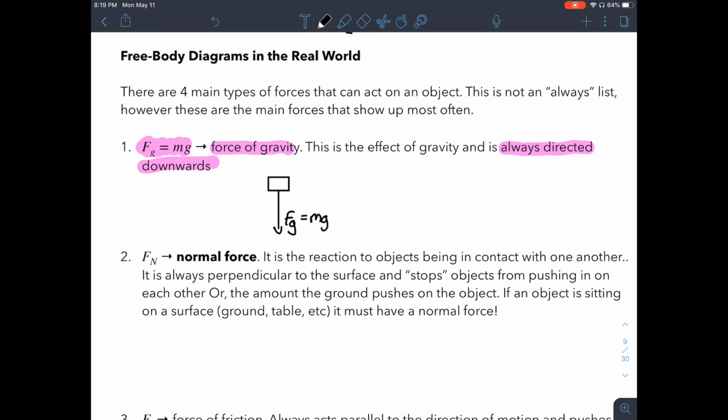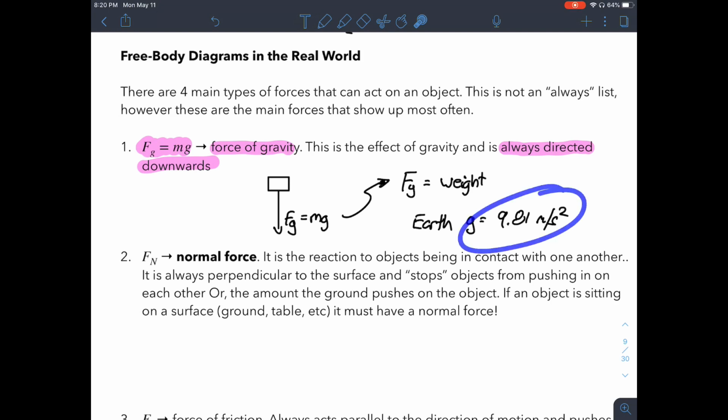Now, we can say here, if we really want, that this force of gravity is the same idea as your weight, okay? Because it changes based on where you are. On Earth, we have gravity equal to 9.81 meters per second squared. On the moon or on different planets, it changes, but on Earth, we get 9.81.